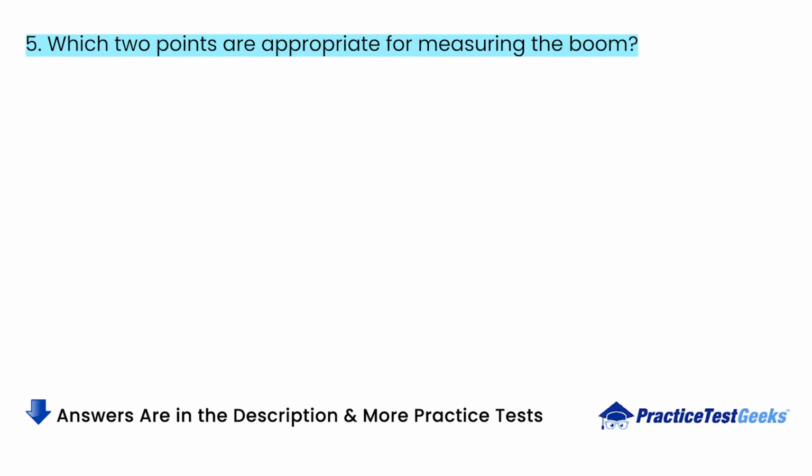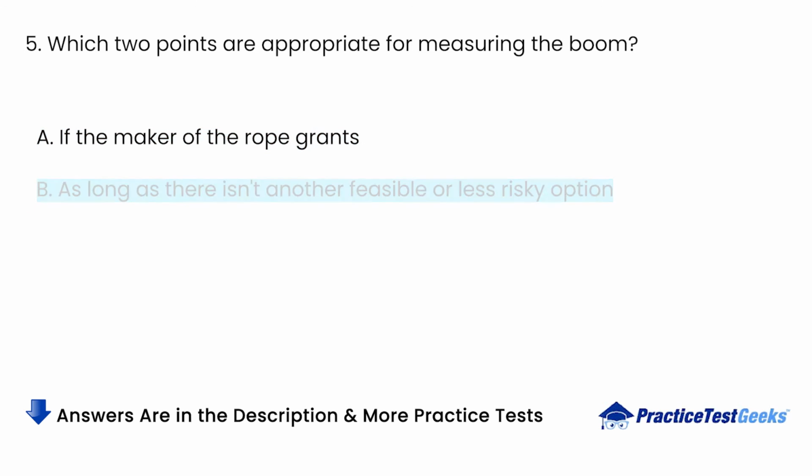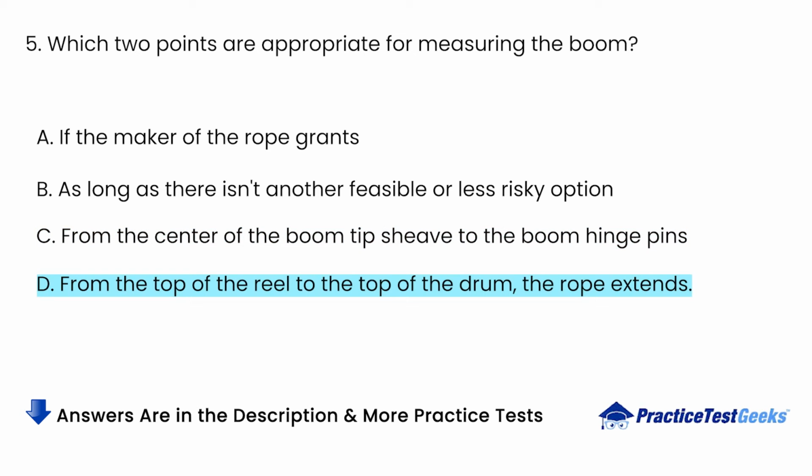Which 2 points are appropriate for measuring the boom? A. If the maker of the rope grants. B. As long as there isn't another feasible or less risky option. C. From the center of the boom tip sheave to the boom hinge pins. D. From the top of the reel to the top of the drum, the rope extends.